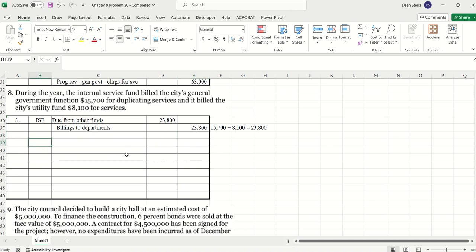Now, if we go to the enterprise fund, right here, it billed the city's utility fund for $8,100 in services. So if it's an enterprise fund, it acts kind of like a regular business, right? So we're going to have our expenses, and we're going to hit administrative.